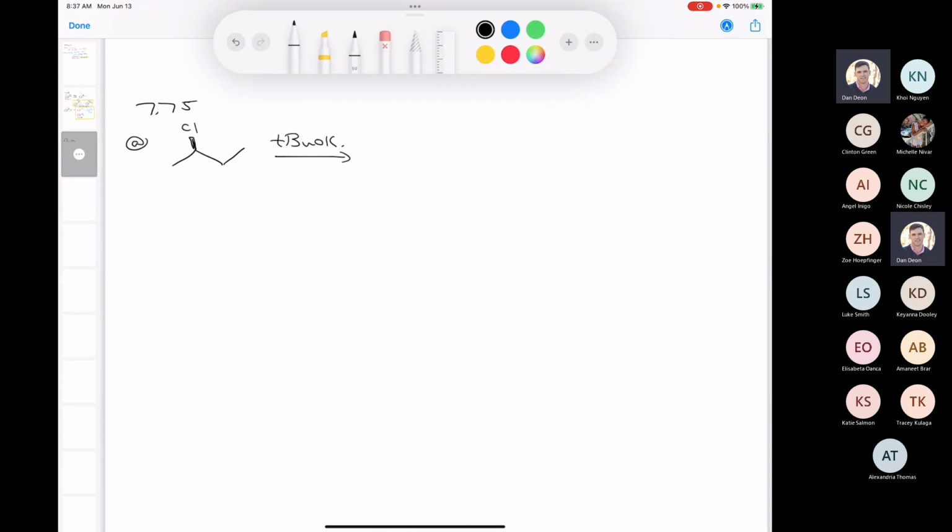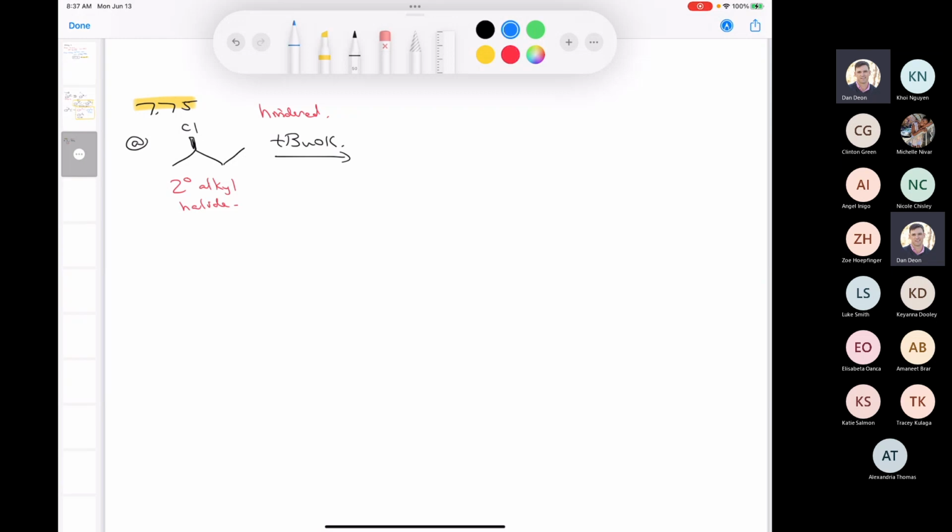This is from the 4th edition of Klein. It's question 7.75. The first question says we're starting with this secondary alkyl halide. We have a secondary alkyl, you could call it an alkyl chloride, so secondary alkyl halide. And we have a hindered base, a really hindered base, t-butoxide. T-butoxide is not going to be a nucleophile because it's so hindered. So we would say that this is a strong base, weak nucleophile.